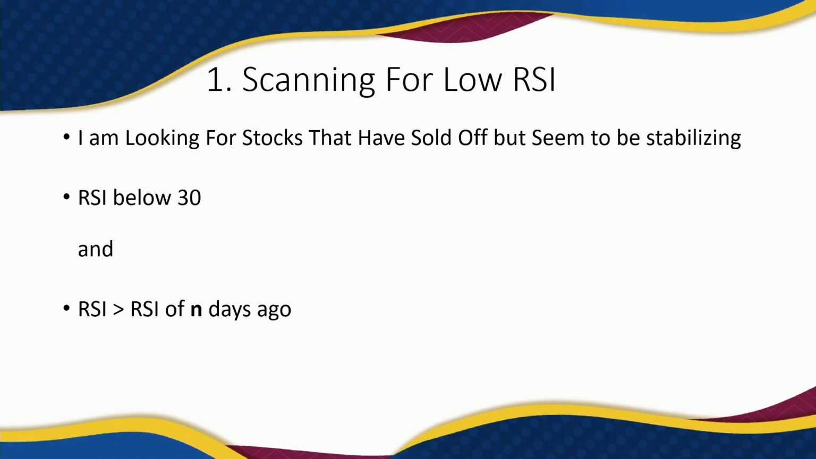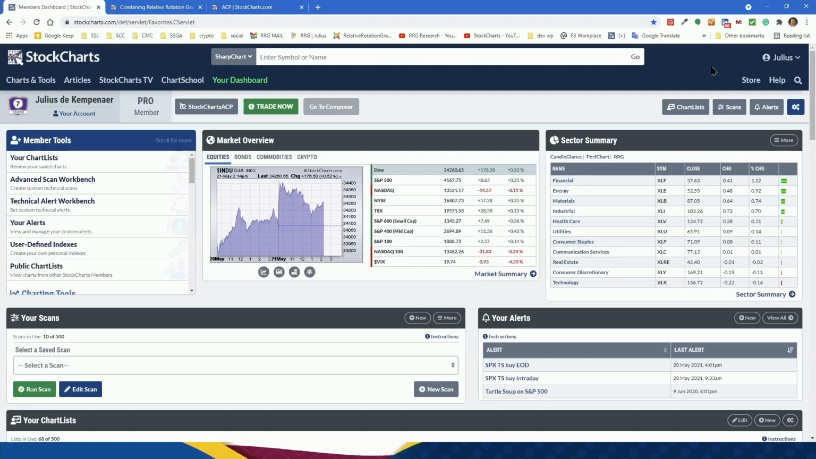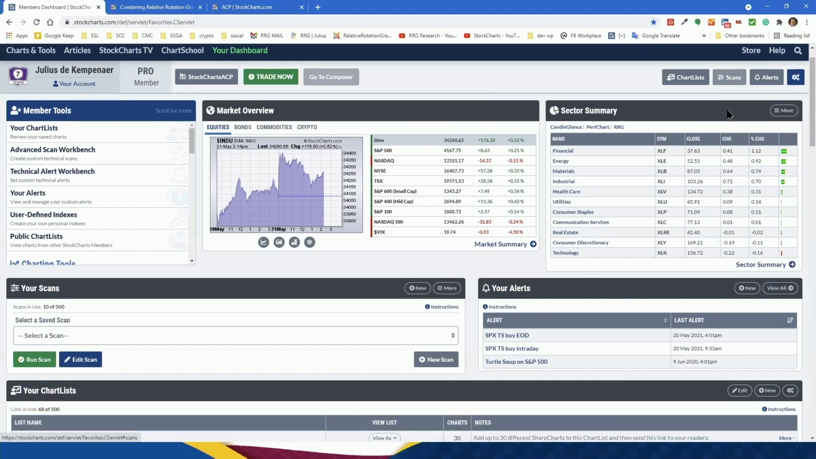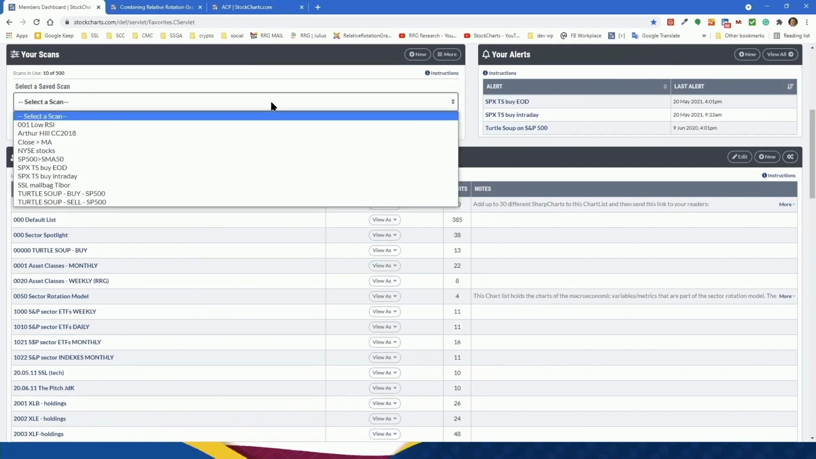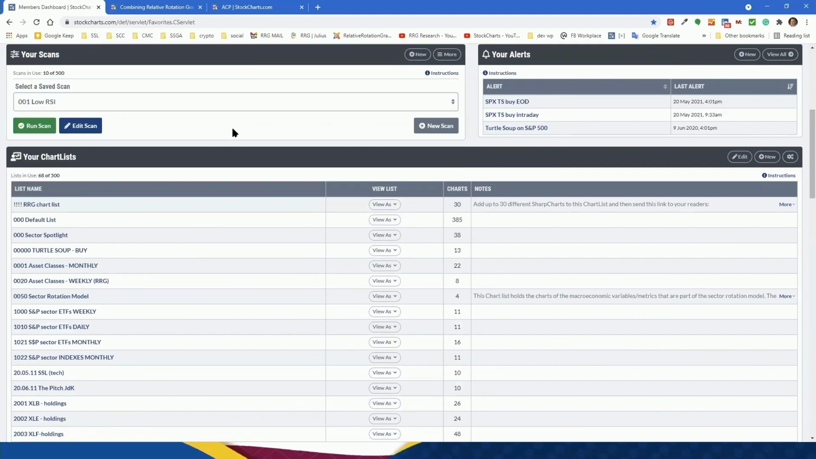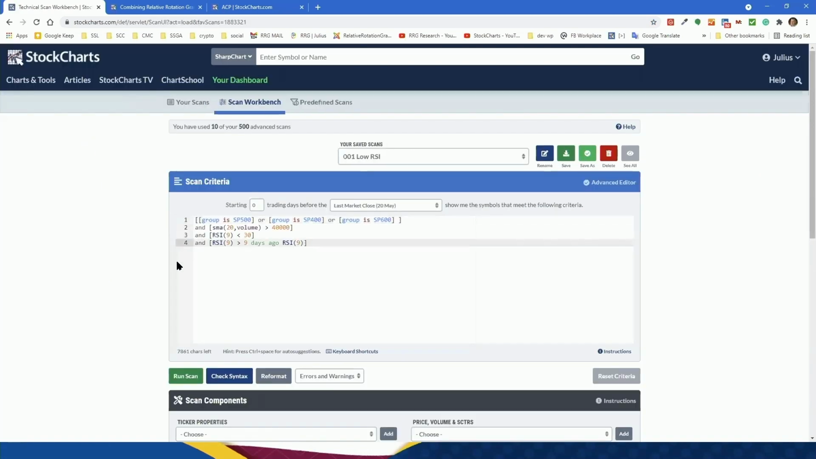So let's go to the website and go to the scan engine. I have this one called 001 low RSI. And if I edit that scan, you can see that it's actually very simple. On the first line, what I'm basically doing is defining my universe. I'm going to pick stocks that are inside the S&P 1500. So the S&P 500 for large caps, 400 for mid caps, and 600 for small caps.